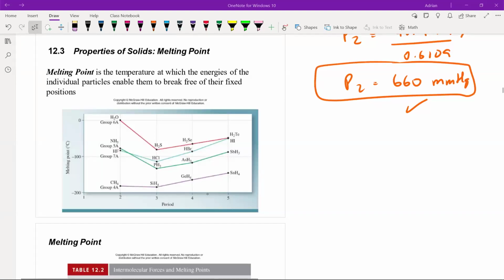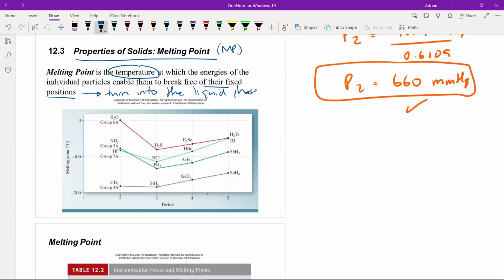Okay, so the next property we're going to take a look at is the melting point, and this is going to be the properties of solids now. Melting point, we'll abbreviate as MP, and the melting point of a substance, of a solid specifically, is defined as the temperature at which the energy of the individual particles enable them to break free of their fixed positions, and then that actually allows them to now turn into the liquid phase.